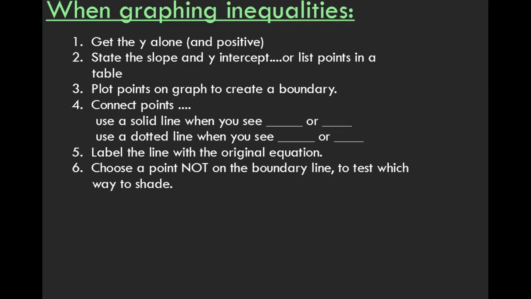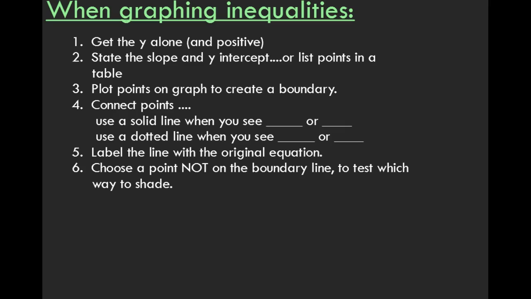When graphing inequalities, 1, you get the y alone, just like graphing equations. You want a y alone and positive. It's not alone if there's a negative stuck onto it. 2, you state the slope and y-intercept, or a list of points in a table. Sometimes people do that, but you can. So that's what we did. We wrote M and B. 3, plot points on a graph to create a boundary. That's graphing the line part.